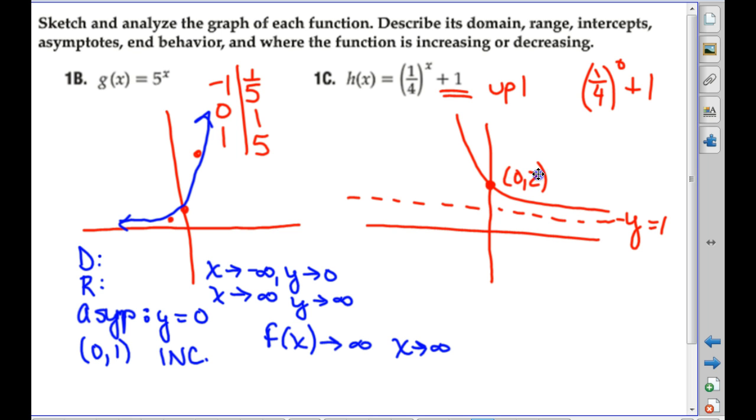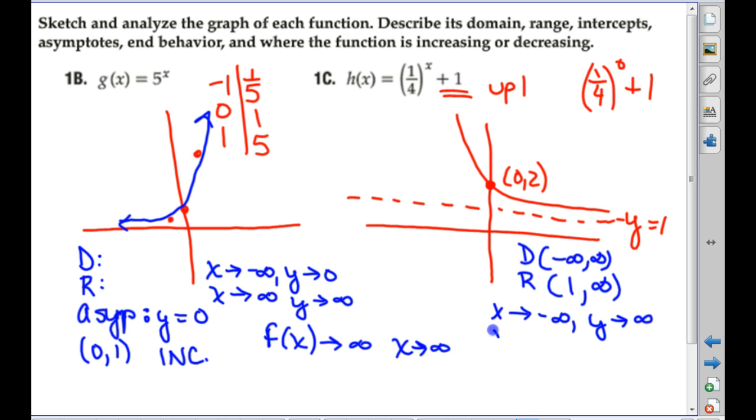All right, so we took care of the asymptote and the intercept on the graph already. The domain and range, that does change a bit. The domain is still negative infinity to infinity, but the range is what? Yes, 1 to infinity. Off to the left, it's getting very big. Off to the right, what's happening? It's getting closer to 1.